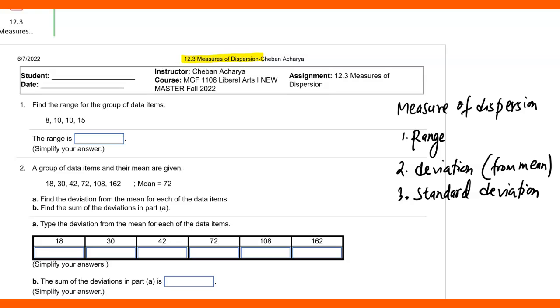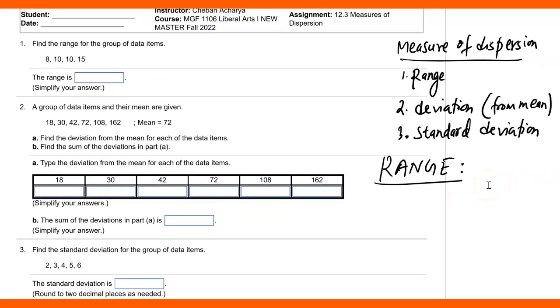We use homework questions for the example. Okay, let's start with the range here. If you have a data set, what's the range of the data set? Remember that range is also dispersion. Again, these all three, range, deviation, standard deviation, are the dispersion. I'll explain what we mean by range, deviation, standard deviation. Let's start with the range here.